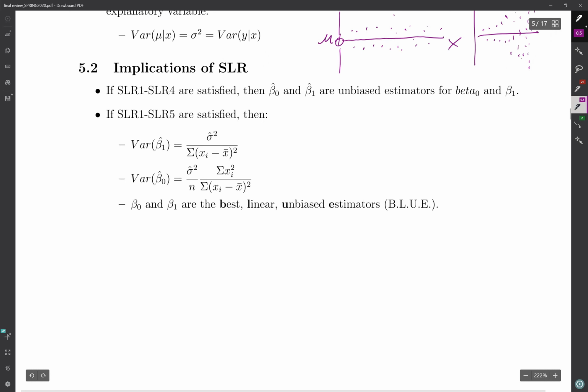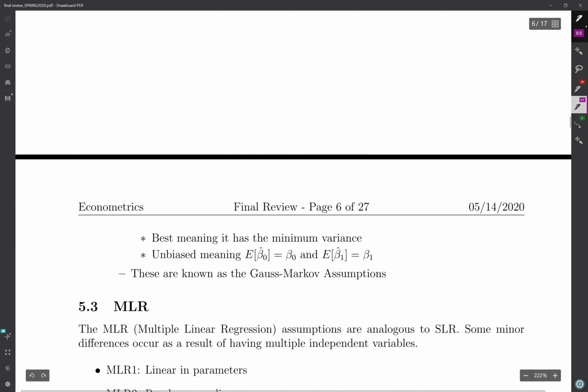All right, so if we have SLR 1 through 4 satisfied, then we would say that beta 1 and beta 0 hats are unbiased estimators for beta 0 and beta 1. If all 5 are satisfied, then we actually have what's called the best linear unbiased estimators, or BLUE. Okay, so what makes something best is that the variance is as small as it can be for any model.